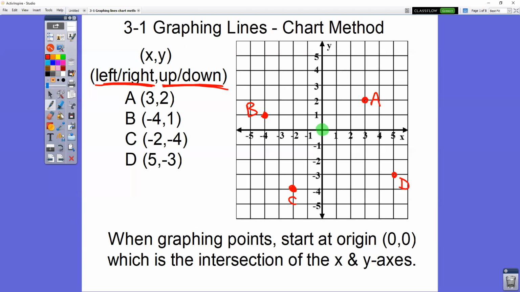Now, we're not graphing just random points today. What we're doing is we are graphing lines today. You are going to end up graphing 3 points for each graph, and they should form a straight line. If they don't form a straight line, if they form like a V shape or an L shape or some weird slanted thing, you did it wrong. They should always form a straight line.